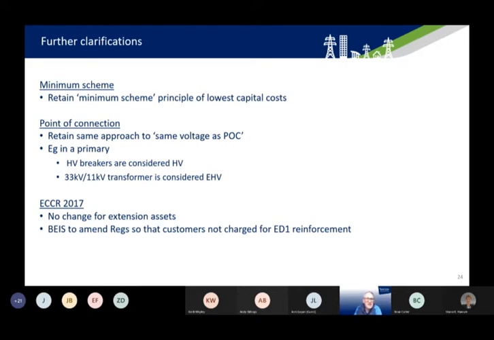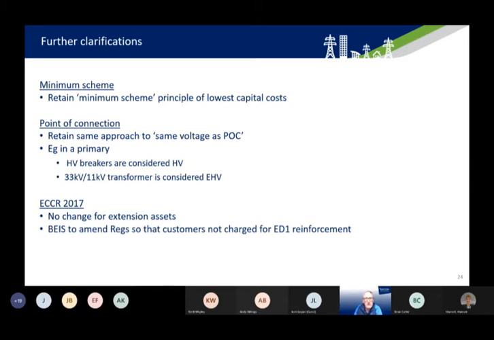And then the electricity connection charging regulations, what are generally known as the second comer rules. So there's no change intended for the extension assets, so they would still remain. So if somebody's paid for extension assets and somebody else comes along and benefits from those, then we would charge the second comer and reimburse the first. So there's no change intended to that.